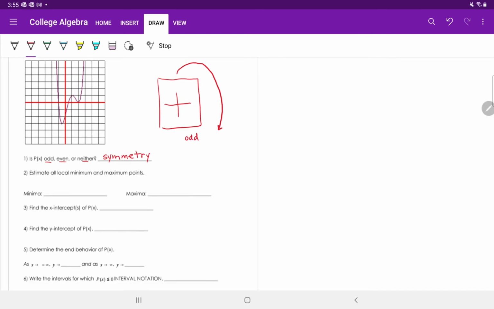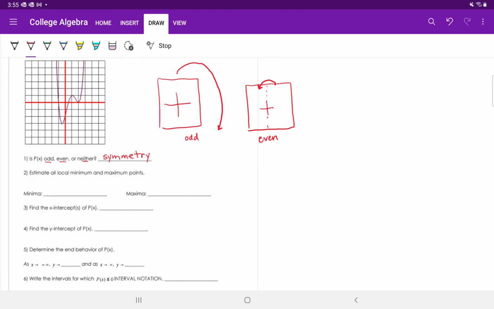That's odd. Even, on the other hand, is if you have your graph in the middle of the page and you folded the page in half. So you folded it over on top of each other. Would the two sides match up? That would be even. And if it's neither of those things, then you're neither.